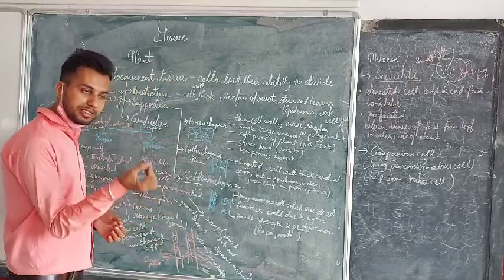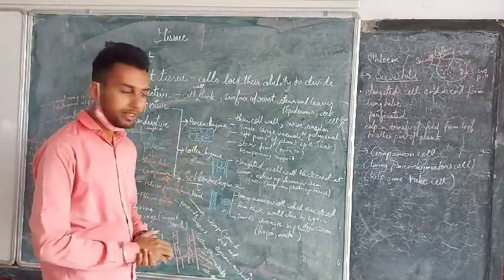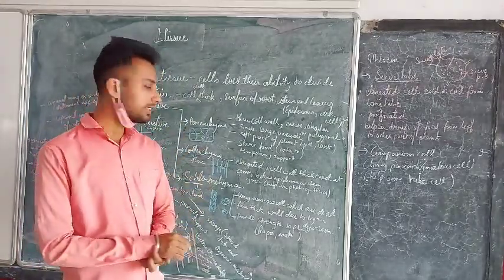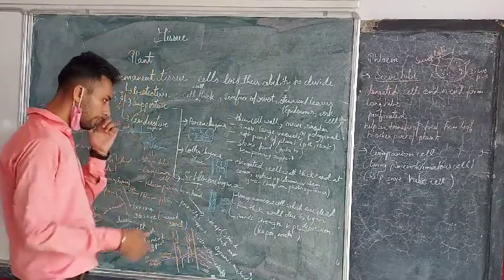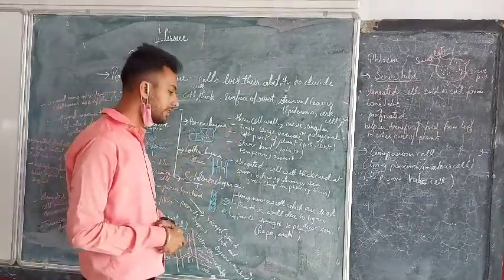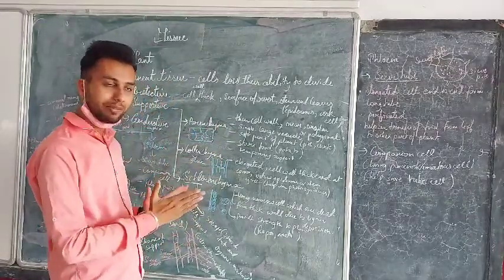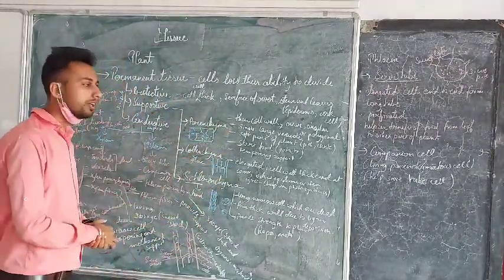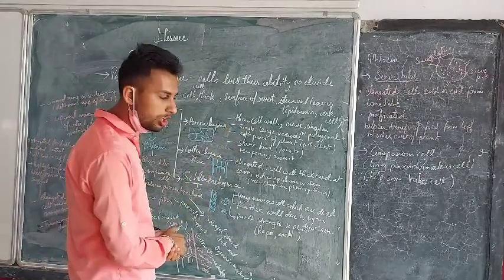The region just below the epidermis is parenchymatous, and the region below that is collenchymatous. The parenchymatous cell wall is thin, while the collenchymatous cell wall is a little thick at the sides, and the cell is elongated, oval, circular, or polygonal.